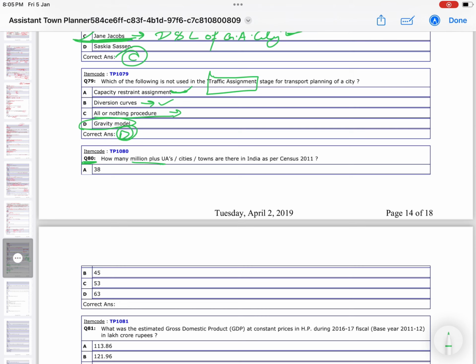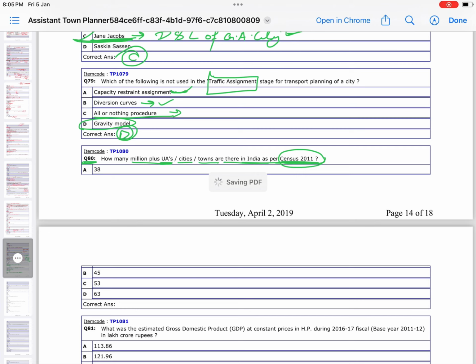Coming on to question number 80. How many million plus urban agglomeration cities/towns are there in India as per census 2011? In my previous video, I have said this a million times that you receive many questions from the census, including these ones. Here they are asking how many million plus we have. The answer is 53. Remember, 53 million plus urban agglomeration cities/towns.